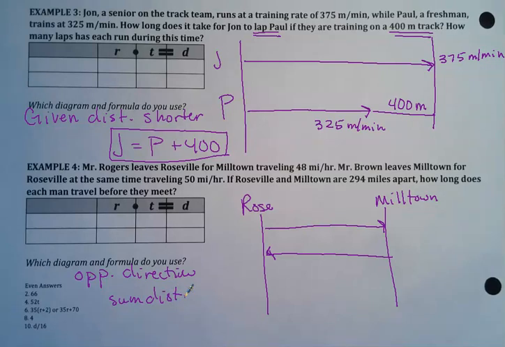But here's the thing, it can be misleading if we draw them separately. Are we wanting to find how long it takes them to get all the way across? No, we want to find how long before they meet. So they're going to Roseville, this one's coming this way. This is more the description. Where do they meet? And then we know their total distance was what? 294 miles.